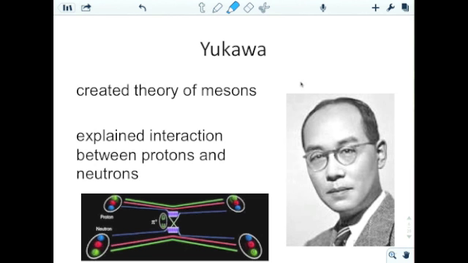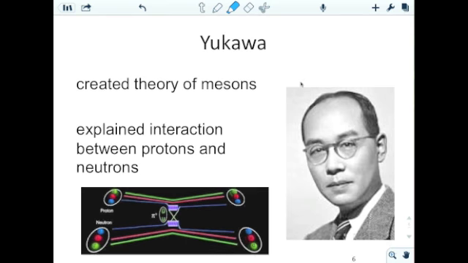The reason we have this is that Yukawa created the theory of mesons and explained the interaction between protons and neutrons. A meson is a subatomic particle with a mass between that of an electron and a proton, and it transmits the strong interaction that binds the nucleus together.